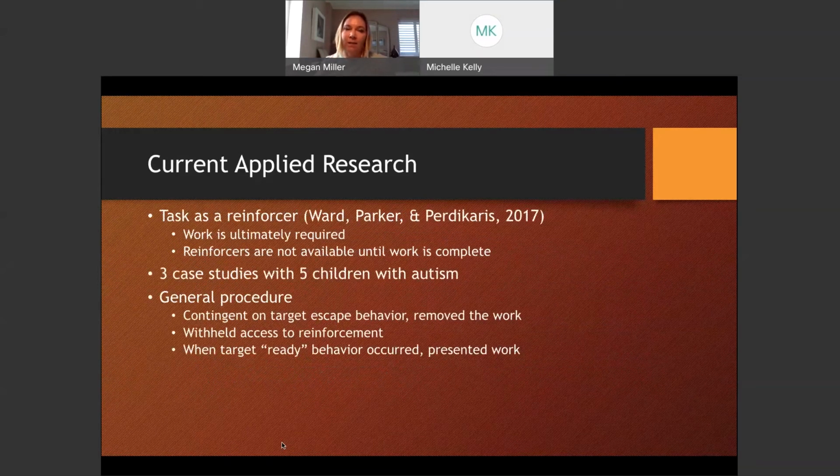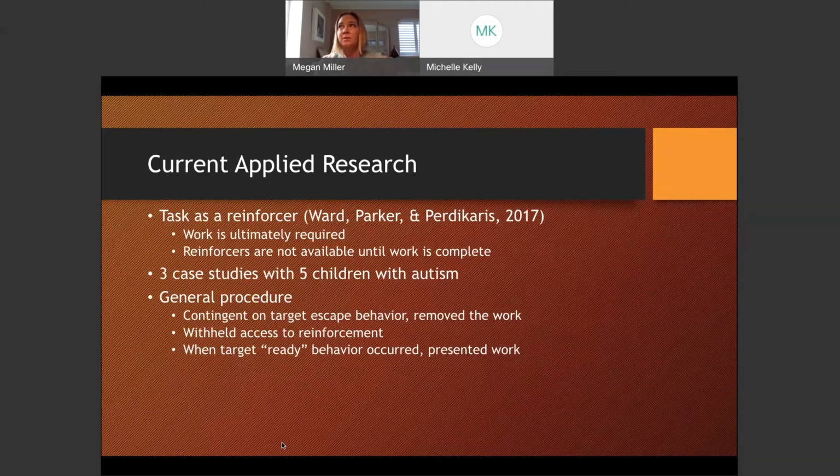Steve Ward and colleagues in 2017 published a series of case studies in Behavior Analysis in Practice called Task as a Reinforcer, where work is ultimately required and reinforcers are not available until the work is complete. With the 3 case studies, they had 5 children with autism. The general procedure was, contingent on escape behavior, work was removed, which is the opposite of what we typically do, what we're typically trained to do.